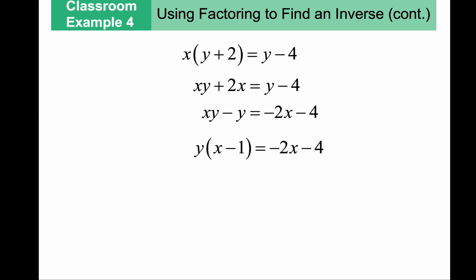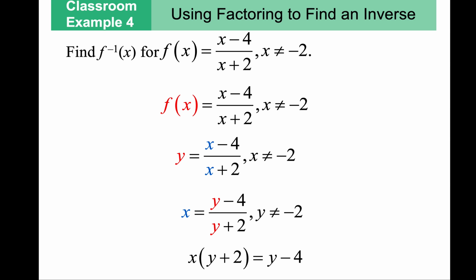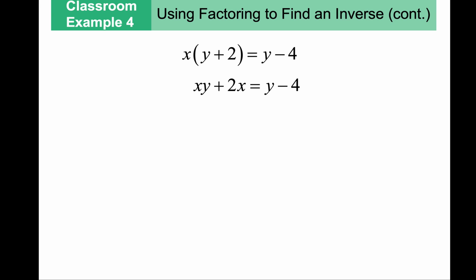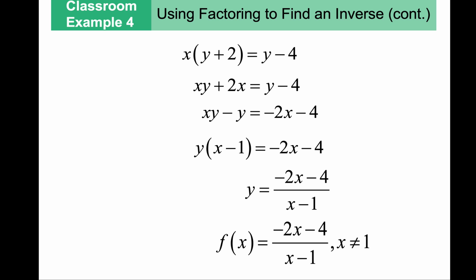This is the most common problem in the lab that students get stuck on, because you have to factor that y out and then divide. So let me go back through that one more time. So follow with me. I switch the x and the y's. I multiply both sides by y plus 2 to get rid of the fraction. I distribute the x, and then I get all of my y values on the left. I'm going to factor the y out and divide both sides by x minus 1.